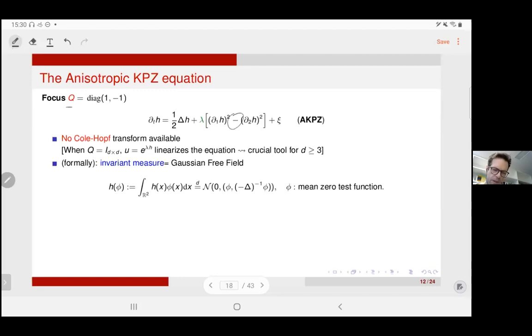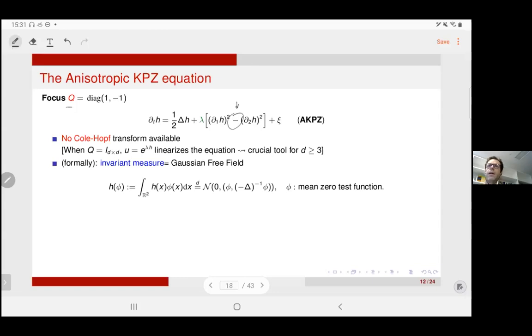Okay, so this equation, if there was a plus, we would be in the isotropic class, and there would be a nice thing available, which is called the Cole-Hopf transform. That is, if you take Q to be the identity matrix, the equation can be linearized by simply taking the exponential. If you take the exponential of H, you call it U, you can check easily that it satisfies a linear equation, which is still a non-trivial equation because it is still stochastic, and the noise appears in a very singular way, but still it can be linearized. This is not the case if you have this minus. So this trick, which is important in the study, for instance, of the KPZ equation in dimension three and larger, cannot be used. So no Cole-Hopf transformation is available here.